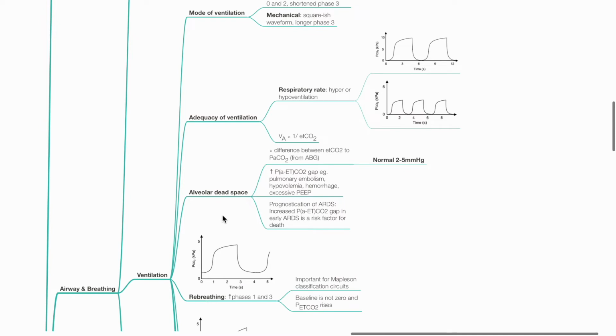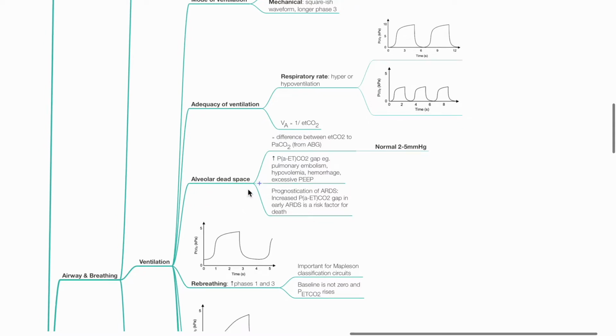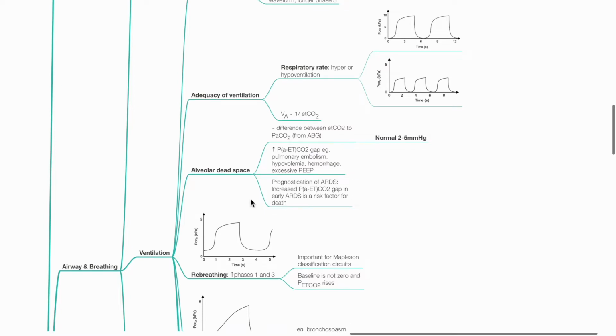Alveolar dead space is proportional to the difference between EtCO2 and PaCO2, which is normally 2 to 5 mmHg. An increase in PaCO2 and EtCO2 gap may be caused by pulmonary embolism, hypovolemia, hemorrhage, and excessive PEEP. Increased PaCO2-EtCO2 gap in early ARDS is a risk factor for death.